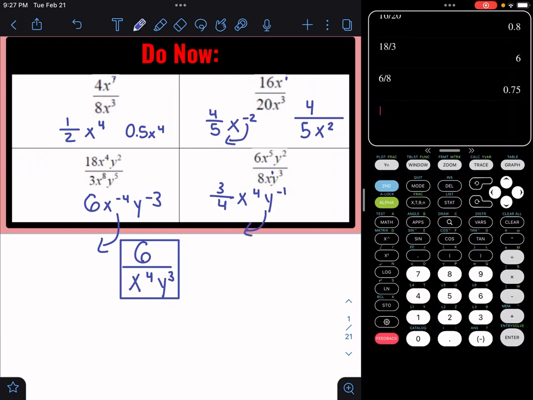And we're going to bring that one to the bottom. So 3/4 will stay exactly how it is. X to the fourth can stay on the top because it's positive. But y to the 1 has to go on the bottom because we want to make it a positive 1, not a negative.